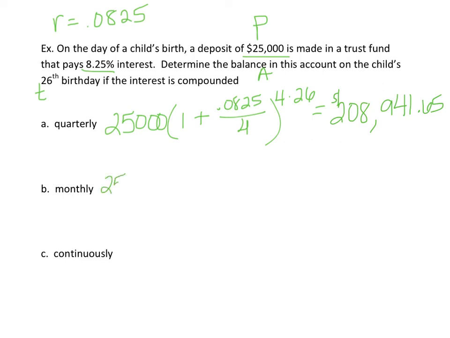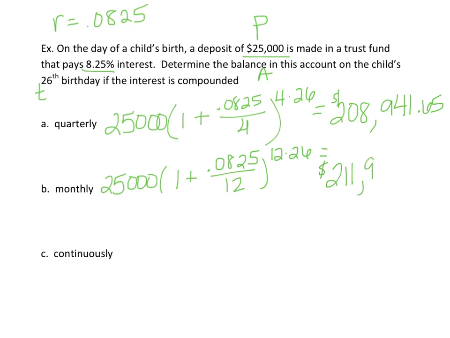Now let's do it if I was compounding monthly. I'm still going to start with 25,000, 1 plus my interest rate, which has stayed the same, over 12, monthly being 12 times a year. And in this account, I would make $211,989.34.